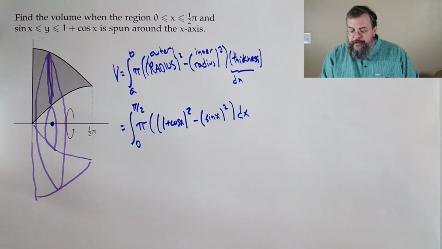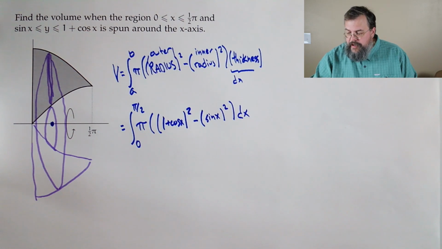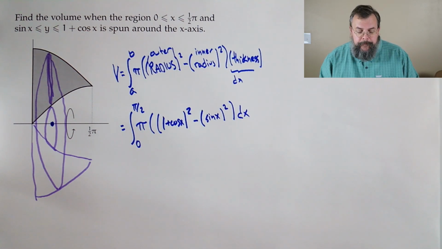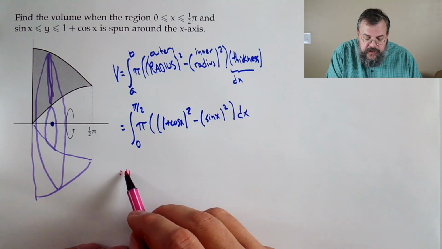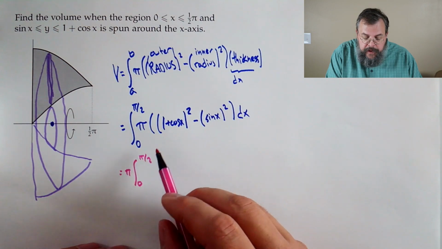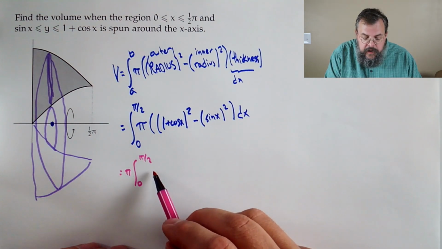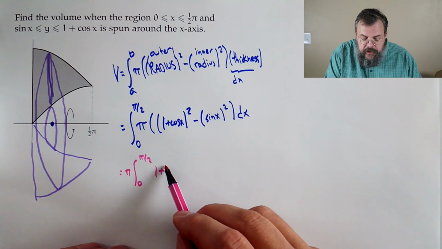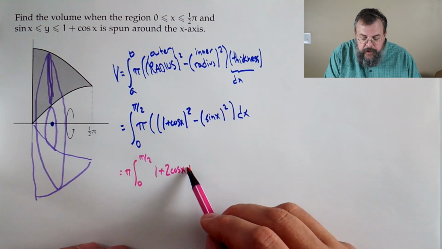Life is good. From here, it's do an integral. Well, that sounds like fun, so let's see where we go. We can pull out the pi, of course. And then we do what? Well, we probably have to square. So squaring 1 plus cosine x, you would have 1, then the middle term, 2 cosine x, and then the last term, cosine squared x.